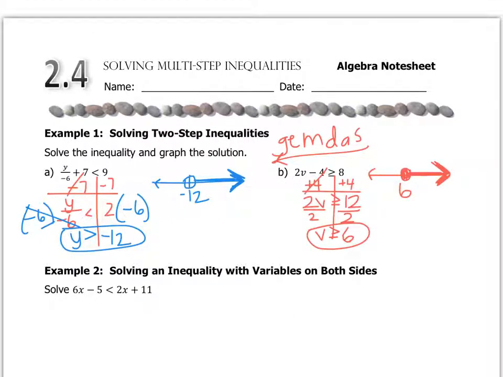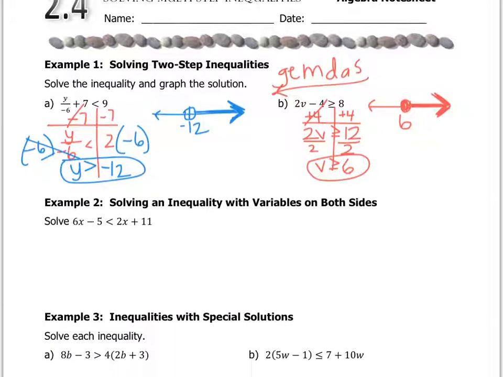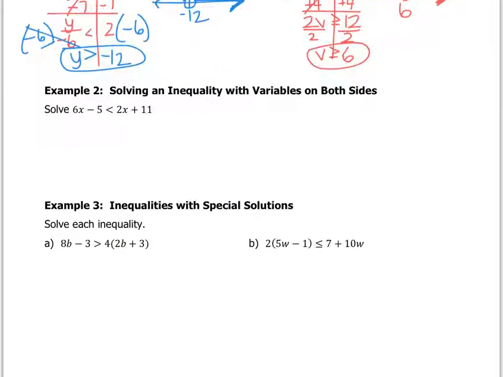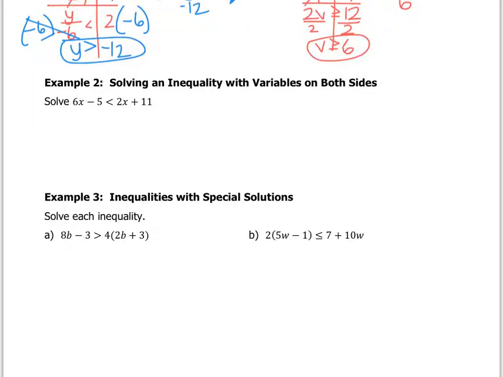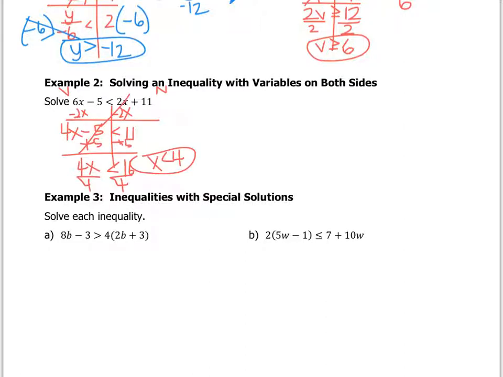All right. We did not have to change the direction of the symbol in letter B. Since I divided by a positive number, nothing had to switch. Okay, example 2 has variables on both sides, so very similar. Why don't you try example 2 also on your own? We didn't have to graph example 2 because it only said to solve. Hopefully your solution matches mine. X is less than 4.